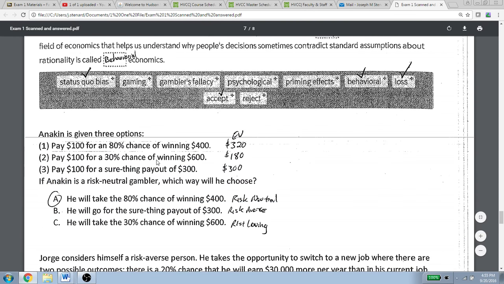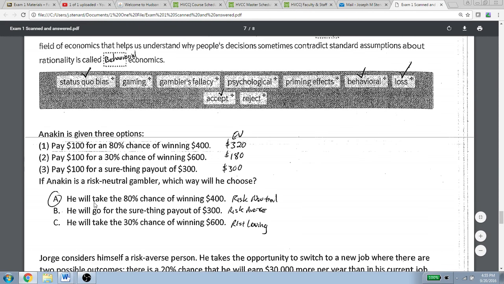Anakin is given 3 choices. Pay $100 for an 80% chance to win $400. An 80% chance of $400 has an expected value of $320. A 30% chance of winning $600 has an expected value of $180, because 30% times 600. And a sure thing payout of $300, of course, has an expected value of $300. If Anakin is a risk-neutral gambler, which way will he choose?